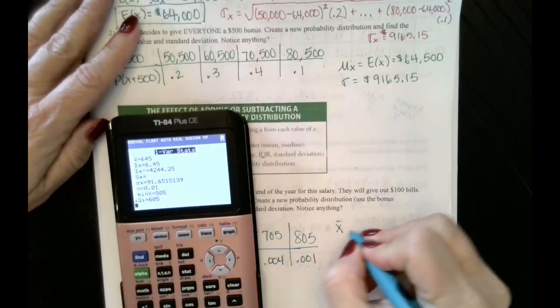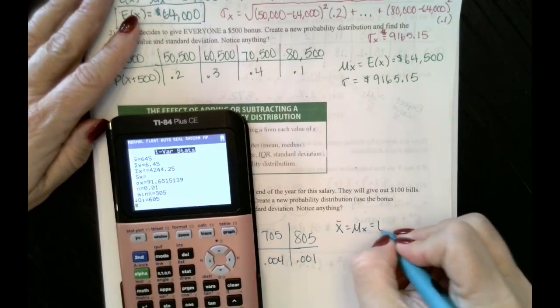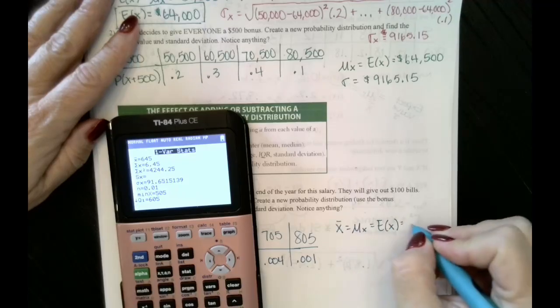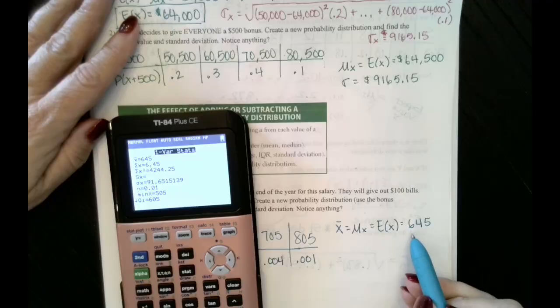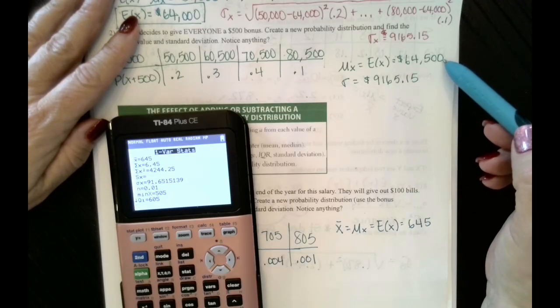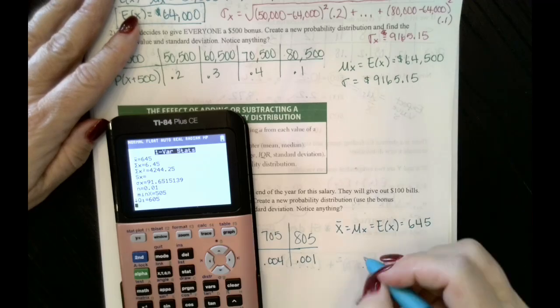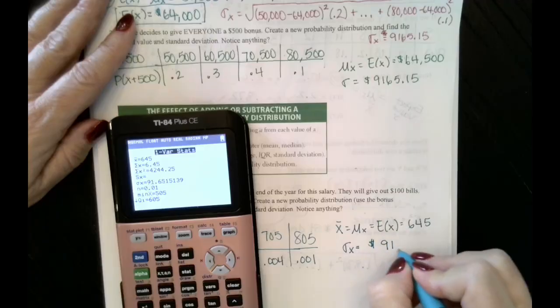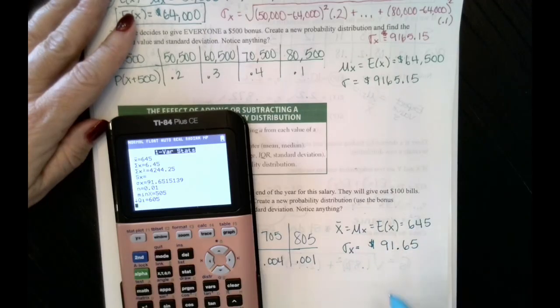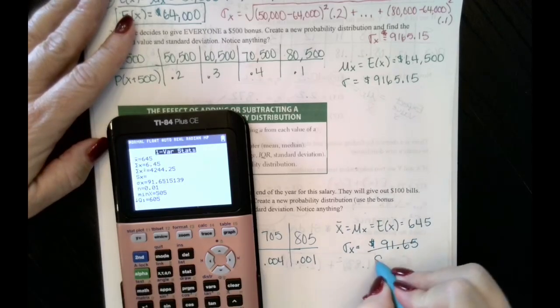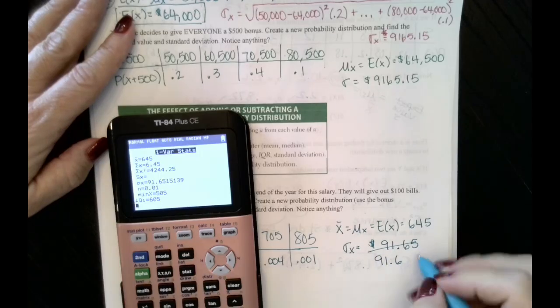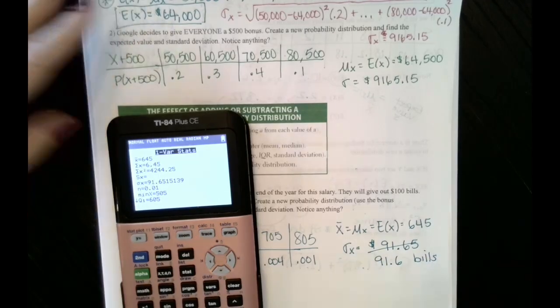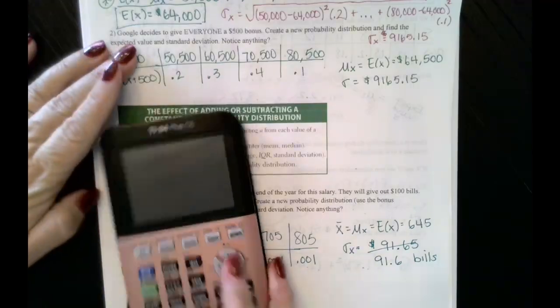I have x bar, which is mu of x, the expected value of x, is now going to be 645. So 645 $100 bills. That makes a lot of sense. We take our mean up here, we divide by 100. Okay? So now my standard deviation of x becomes $91.65. Actually, hold on, it's not. It's going to be 91.6 bills. It's not money. It's going to be dollar bills.